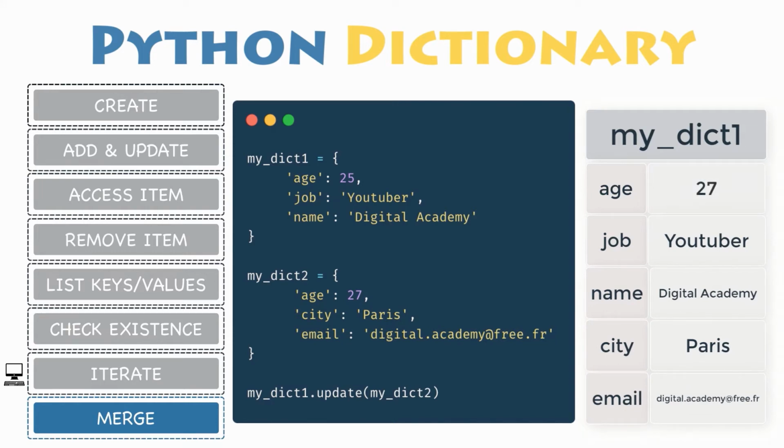If there is already an existing key inside of the first dictionary, its value will be updated with the new one. And new keys will be created if they were not already existing. As you can see in this example, merging the two dictionaries will result in combining all of the items, and updating the ones that existed before.